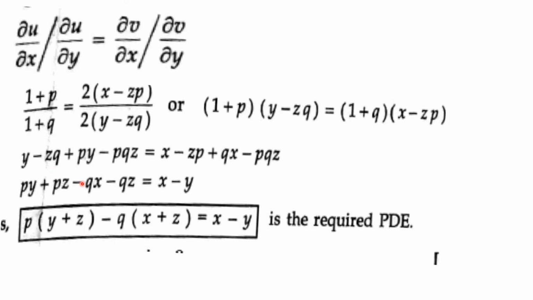Alright, so p is a common term between the first two terms, so what will remain inside the bracket is y plus z. So p into y plus z. Between the third and fourth term, take minus q as a common term. What will remain in the bracket is x plus z, equal to x minus z. So this is the required partial differential equation. So now we'll move on to the next problem.